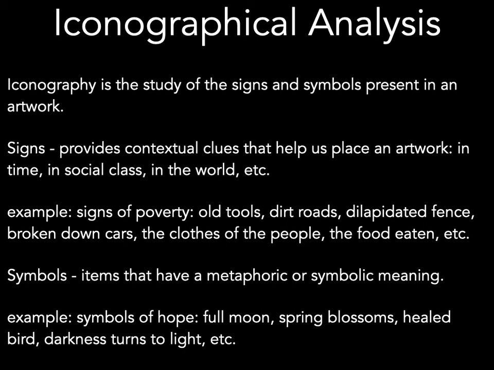So again, this is a study of signs and symbols present in the artwork. Signs provide contextual clues that help you place an artwork in time, social class, the world, etc. Like signs of poverty might be old tools, a dirt road, a dilapidated fence, broken down cars, the specific clothes people are wearing, the food eaten, right? They need to be specific things you see in the artwork that you can point to instead of a generic all over concept. And then symbols are items that have a metaphoric or symbolic meaning.